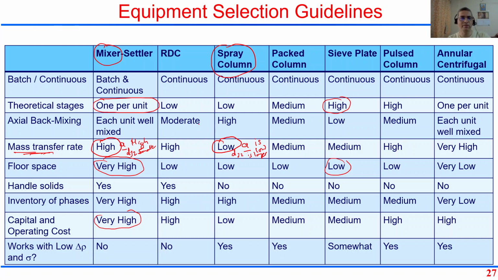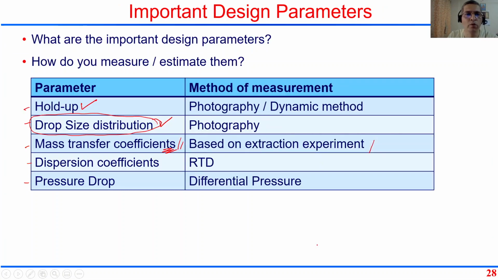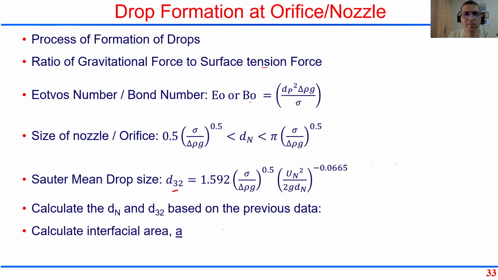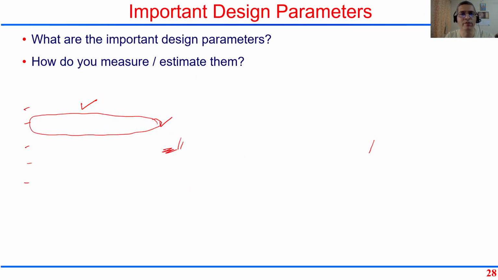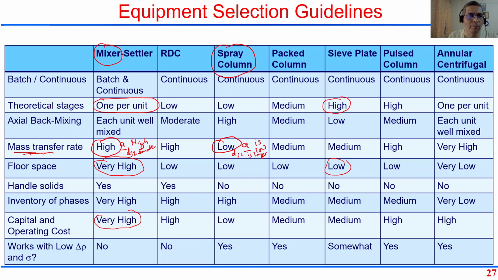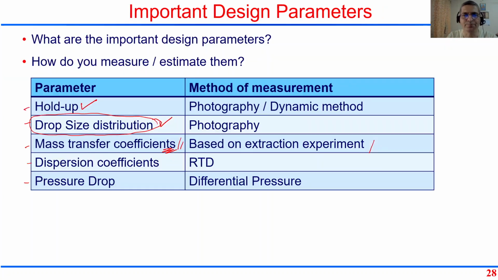You see how each characteristic in this table is related to the correlations that we are using. We can calculate each of these. That's what we are doing. We are quantifying each of these parameters. Of course, axial backmixing we are not considering just now. We are only considering mass transfer rate as a major parameter, because it depends on hold up, it depends on interfacial area, it depends on D32 and so on and so forth, right? So you see how each of these terms are actually coming from the relationships that we are now using.